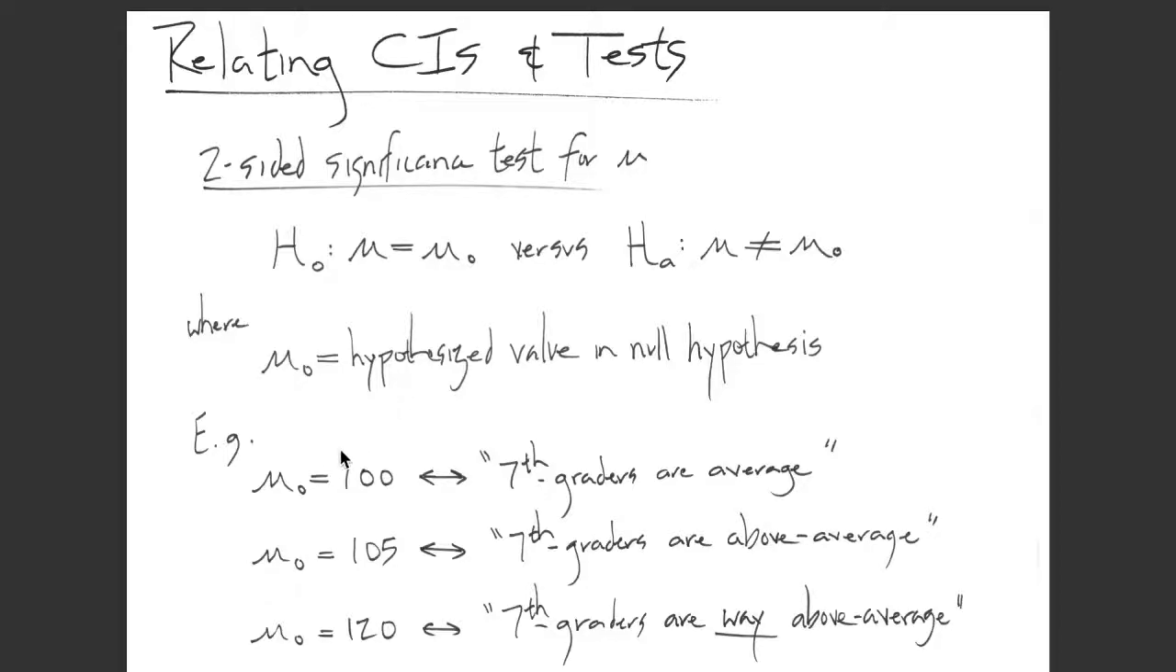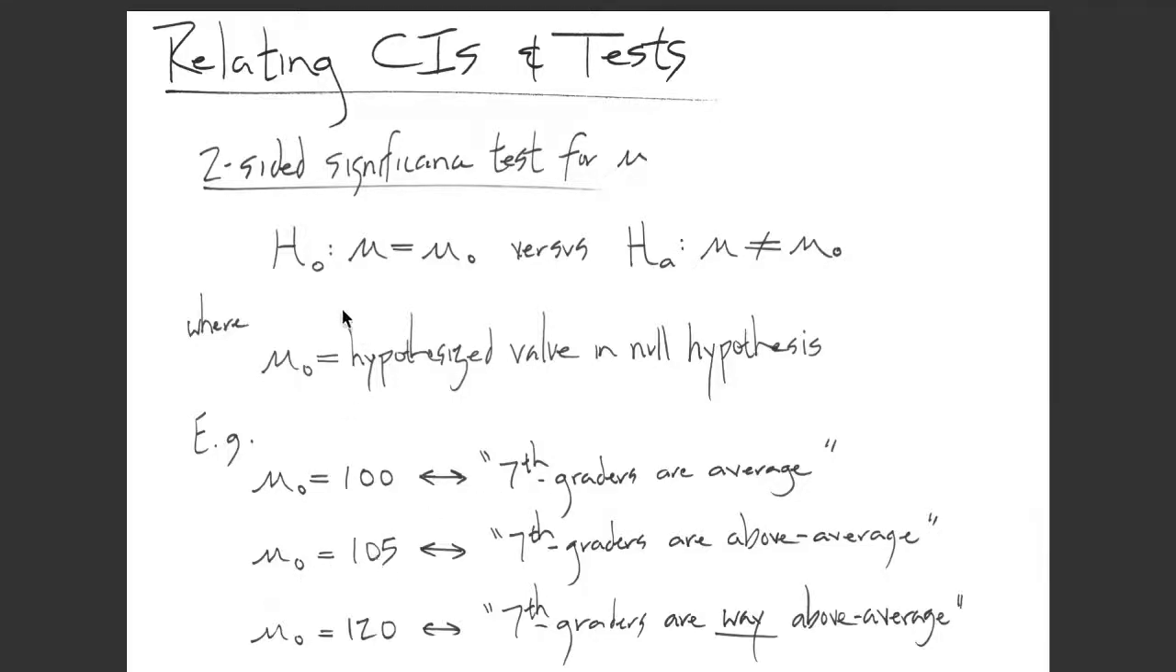For instance, if mu naught were 100, we would be testing the null hypothesis that the average was 100 versus the alternative hypothesis that the true average was different than 100. In other words, the null hypothesis, if mu naught were 100, would be, in words, the seventh graders in this school district on average have an IQ of 100. In other words, they have the average IQ.